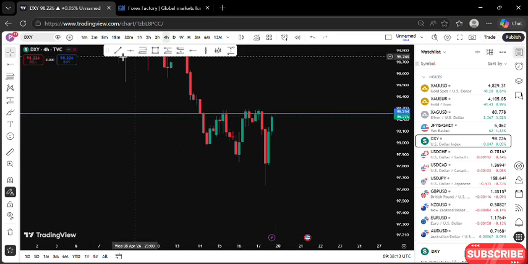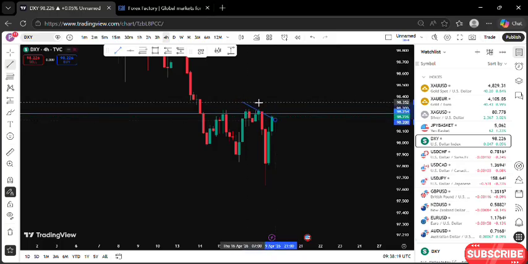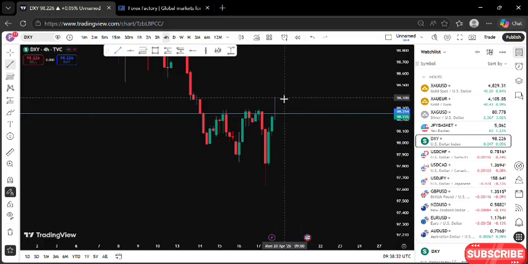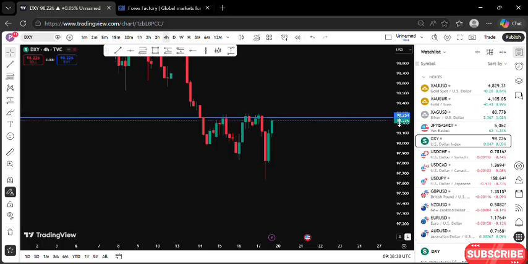On Monday, the market can come up a little bit this way to look for liquidity here. Okay, this liquidity, this weekly high, can be taken before the market keeps on dropping. But on Monday we will watch and see and wait patiently.